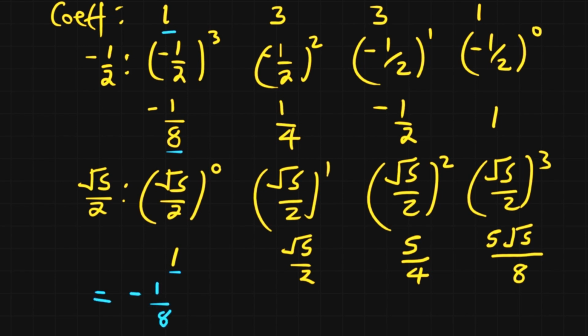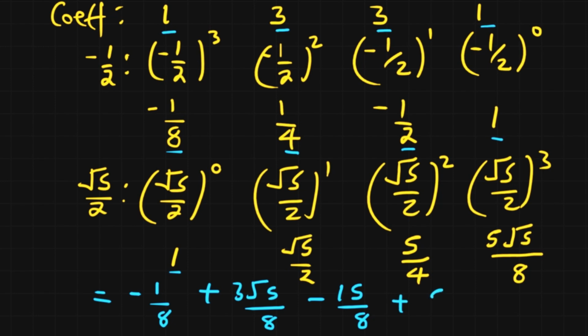over 8. Then we're going to have 3 times a quarter times root 5 over 2. So that will be 3 times 1 times root 5, that is 3 root 5 over 4 times 2, that is 8. Here we're going to have 3 times negative half times 5 over 4. So that will be negative. So we have 3 times 1 times 5, which is 15, over 2 times 4, that is 8. Then we have 1 times 1 times 5 root 5 over 8. So that is plus 5 root 5 over 8.